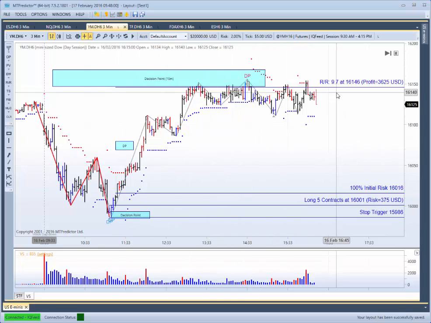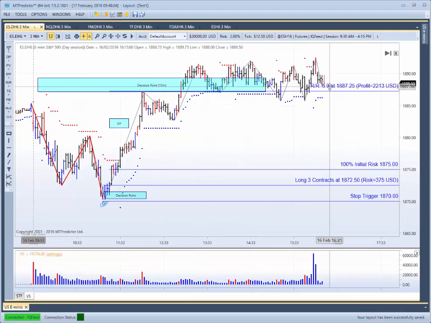So the result, a potential 9.7R profit. Or if you've been trading the ES, as we've seen, it would be a lovely 6R profit as well. So either way, MT Predictor had a very good day on the US E-minis, catching some very nice trades for you.